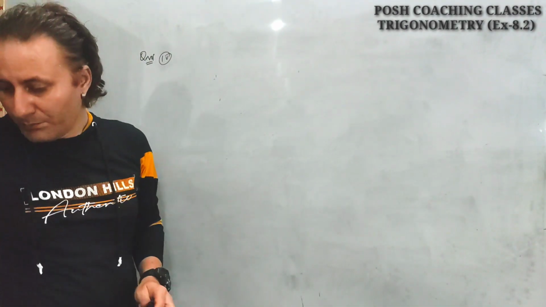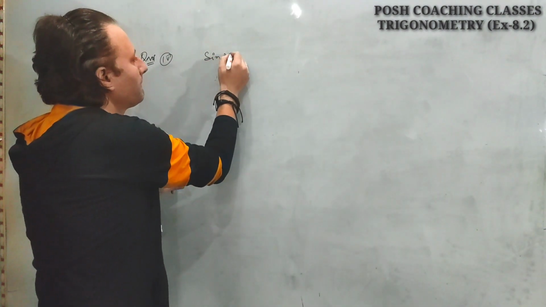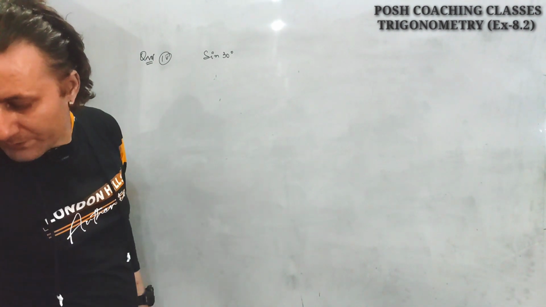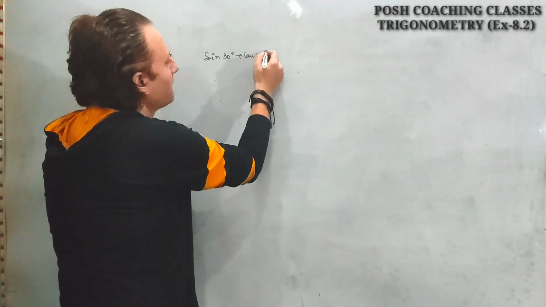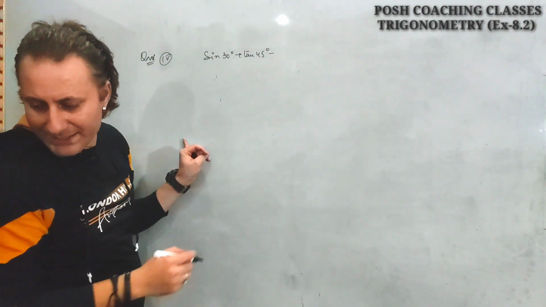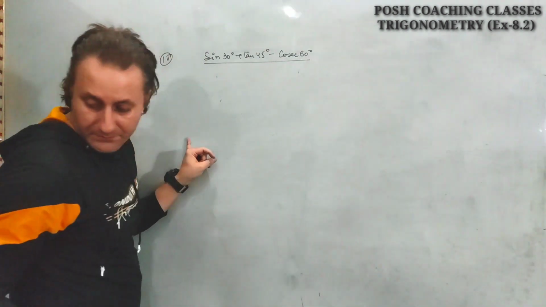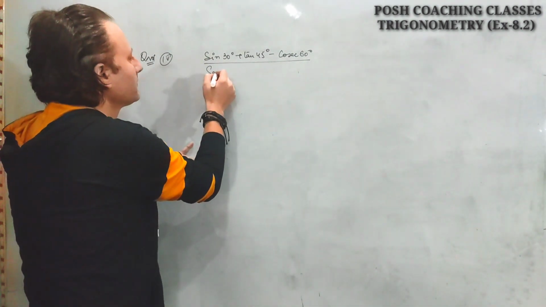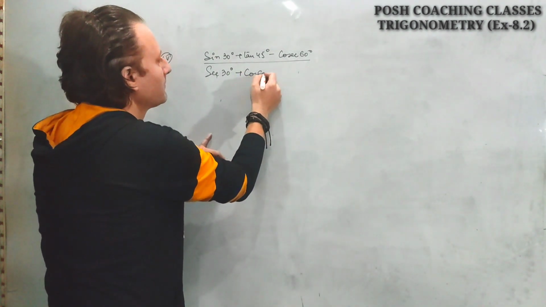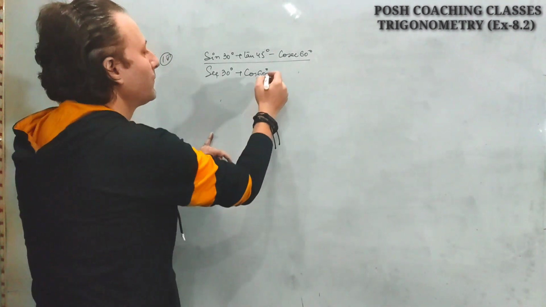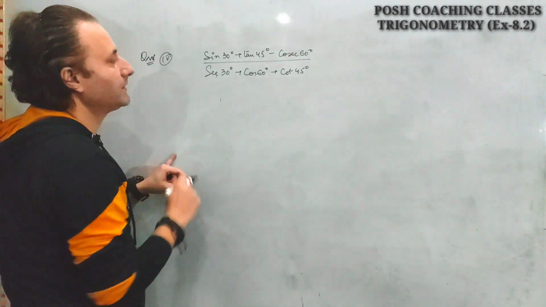Okay, so part number 4 is sine 30 degree, then we have plus tan 45 degree minus cosec 60 degree, whole divided by sec 30 degree plus cos 60 degree plus cot 45 degrees. Okay, get into the table and let's see the values.